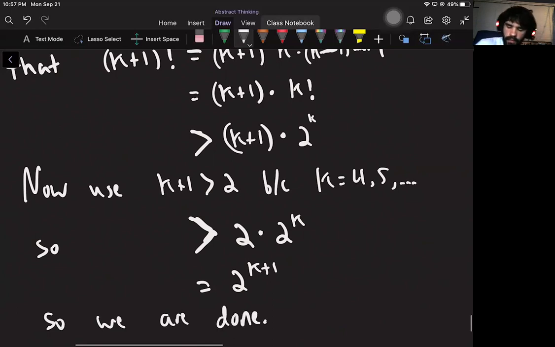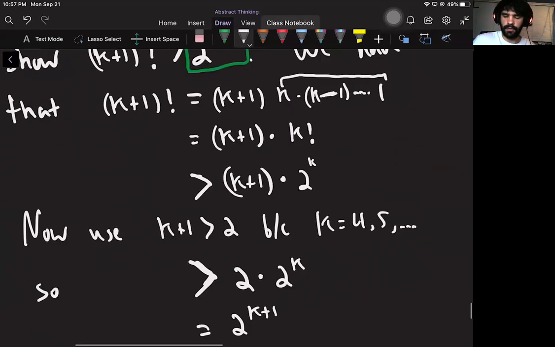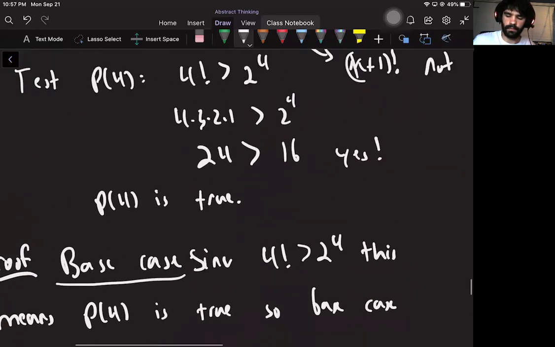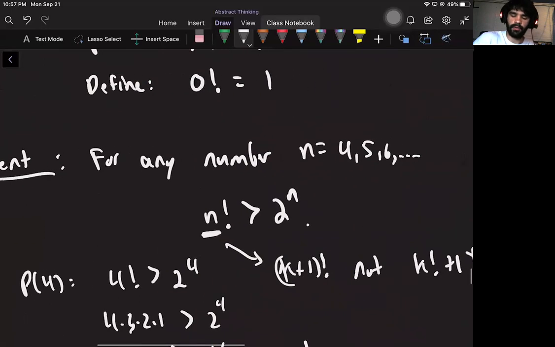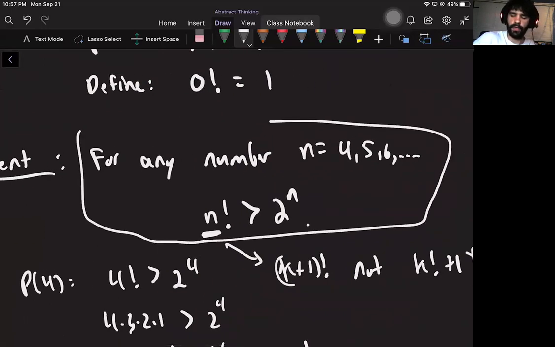So I'm not going to write the conclusion this time, but it's the same idea, which is you should restate that you've now shown this by showing the inductive step together with the base case.